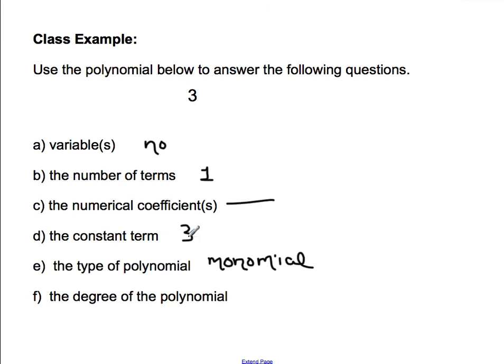We have a constant term, but we don't have a numerical coefficient. Now this is the tricky part: the degree of the polynomial. We can also write this as 3. If I was to put a variable in there, it would be x to the power of 0. So the degree of the polynomial is 0. Because remember, back in Unit 2, x to the power of 0 is equal to 1, and 1 times 3 is equal to 3. And that's how we get the constant term of 3.